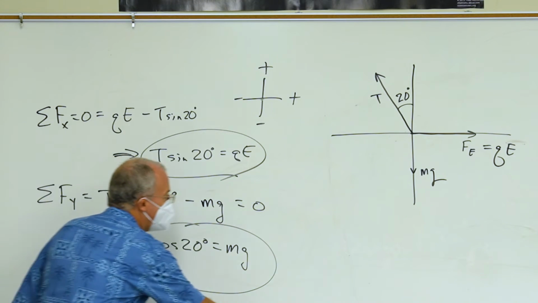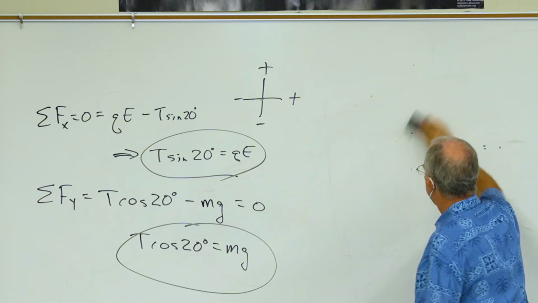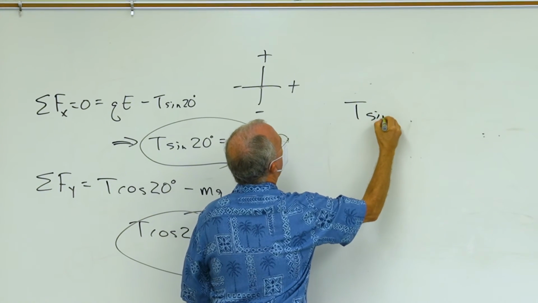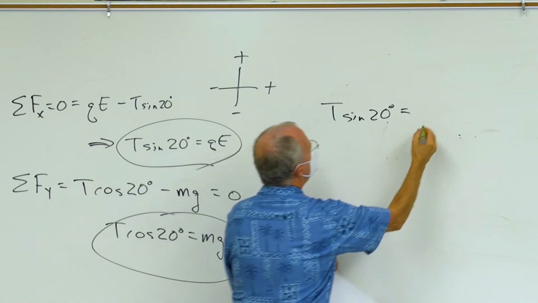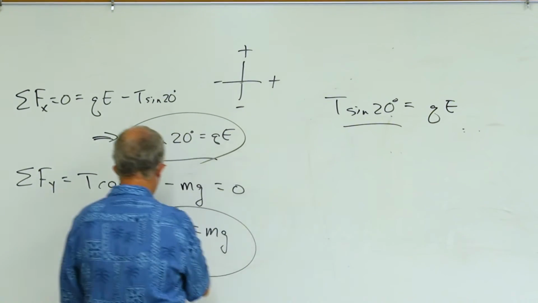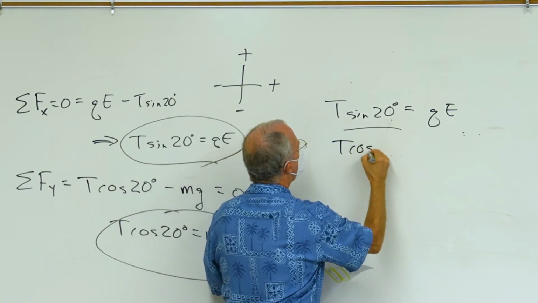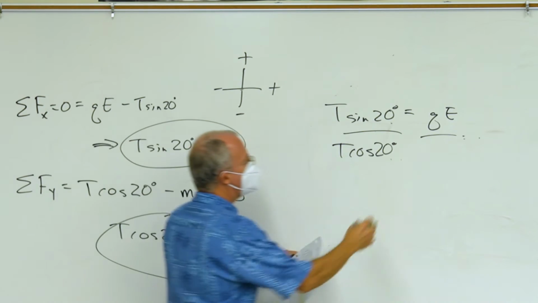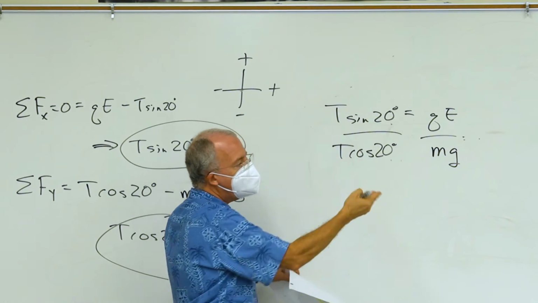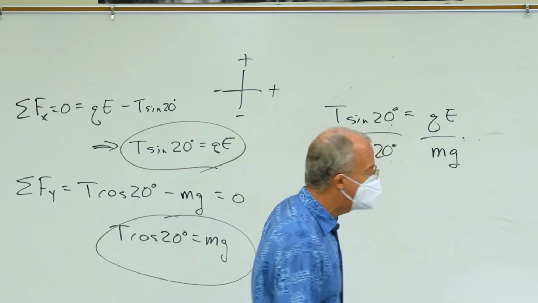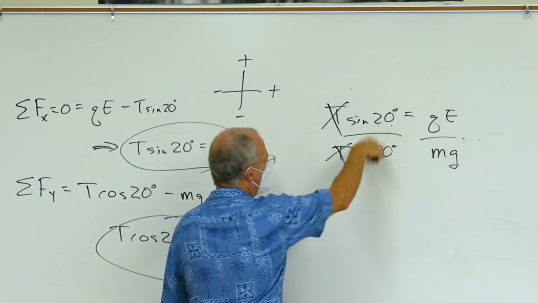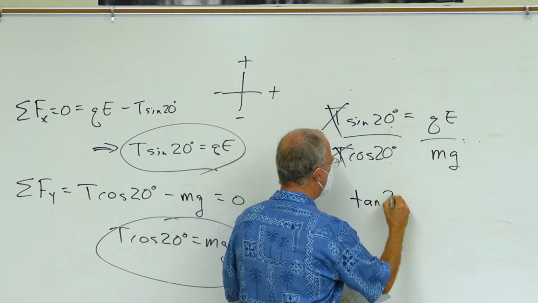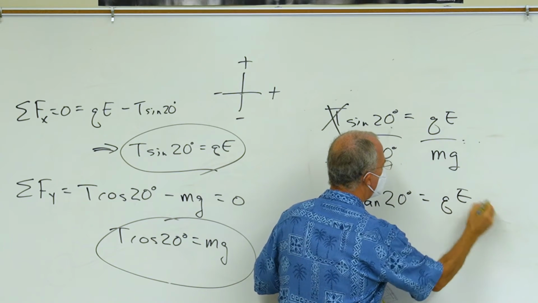So now, it's pretty much up to you how you want to solve it. I'll show you how I do it. So I like to do T sine 20 equals QE, and then I'm going to divide by T cos 20. And then I'm going to divide this by T cos 20, but T cos 20 is mg, so I might as well just do mg. Now notice, we don't know what the tension is, right? They don't tell us what the tension is, so we got to get rid of it. So the tension divides out. What's sine over cosine? Tangent.